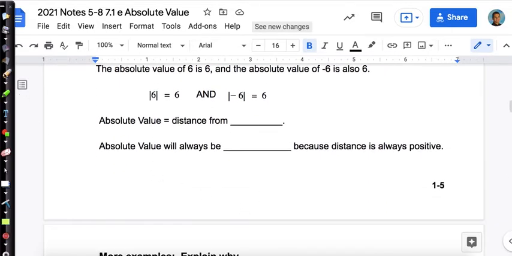So just another quick review here. Absolute value is the distance from 0. And absolute value will always be positive because distance is always positive. Okay, make sure you have everything written down and go ahead and turn the page.